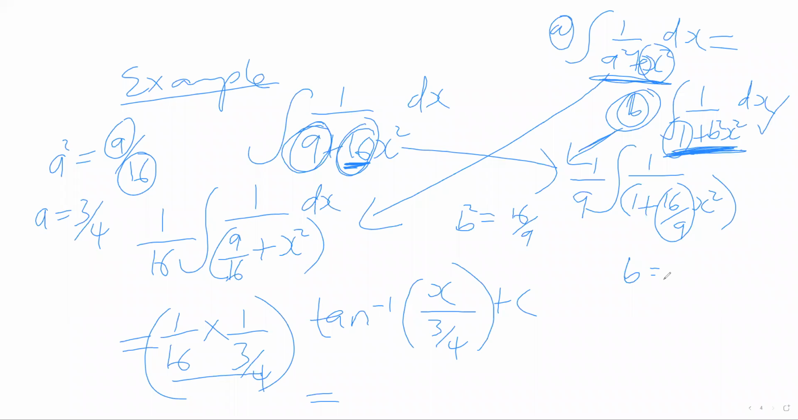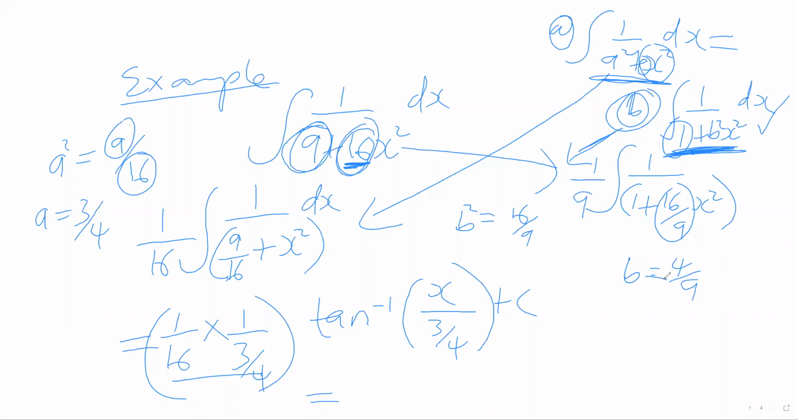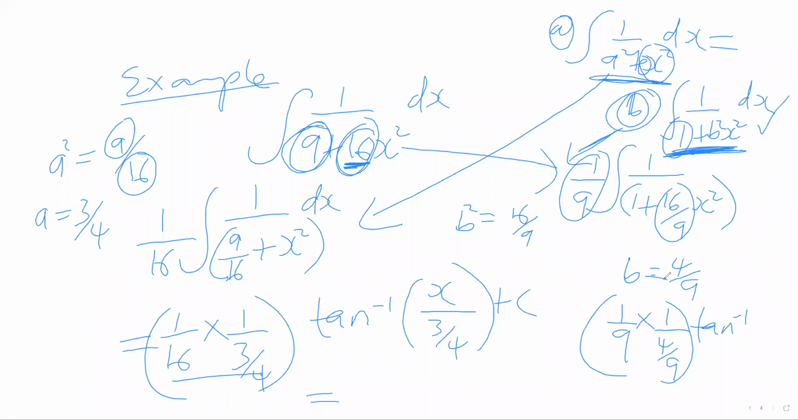Meaning B is 4/9. Right? If we're integrating using this format, 1/B, remember there's already a number outside there, so I would write it first. Then I say times 1/B. What's B? B is 4/9. Then we have tan inverse. Look at the format, Bx. What is our B? B is 4/9x plus C. Simplify that as well.